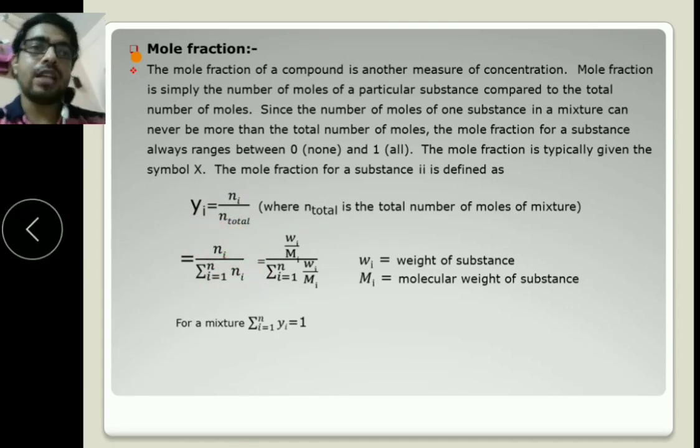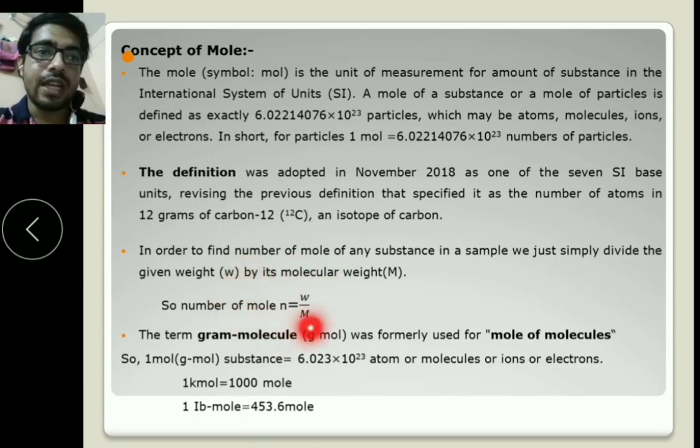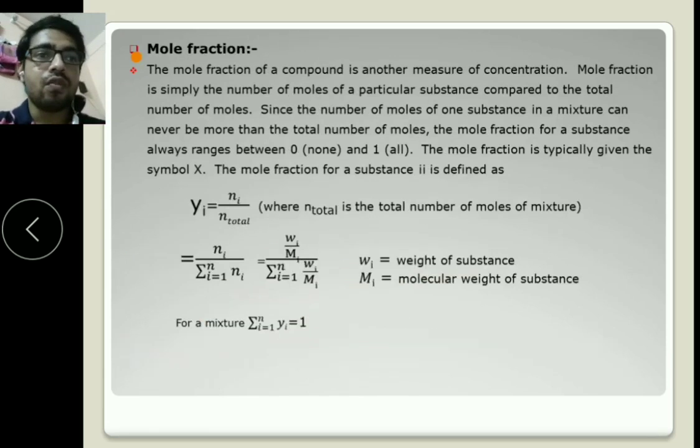Here we said n equals W by M. In that form we can write the mole fraction as (Wi by Mi) divided by the summation of (Wi by Mi), where Wi is the weight of the substance and Mi is the molecular weight of the substance.